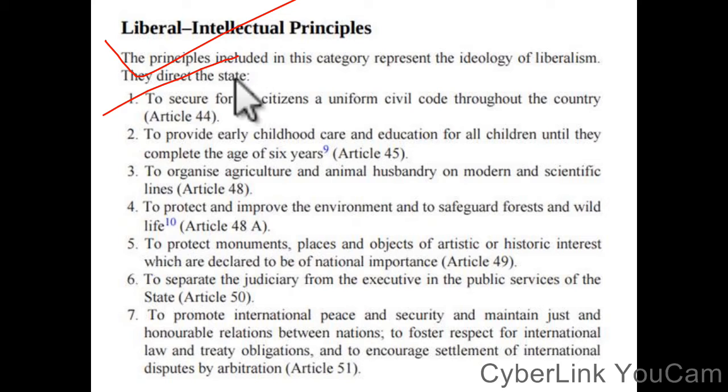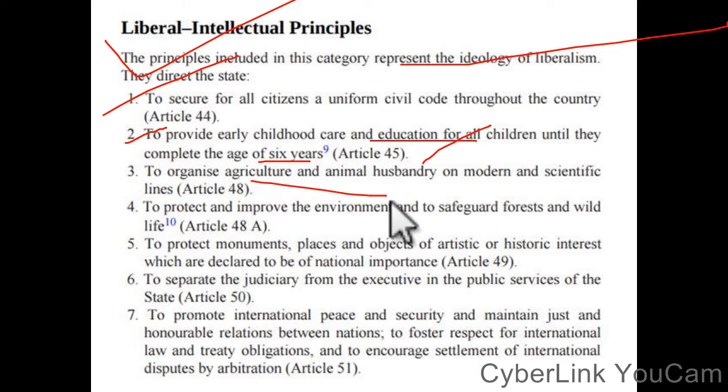To secure a uniform civil code throughout the country, Article 44. To provide early childhood care and education for all children until they complete the age of six, Article 45. To organize agriculture and animal husbandry on modern and scientific lines, Article 48. To protect and improve the environment and safeguard forests and wildlife, Article 48A.